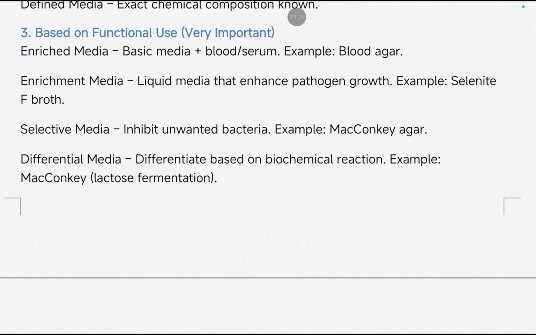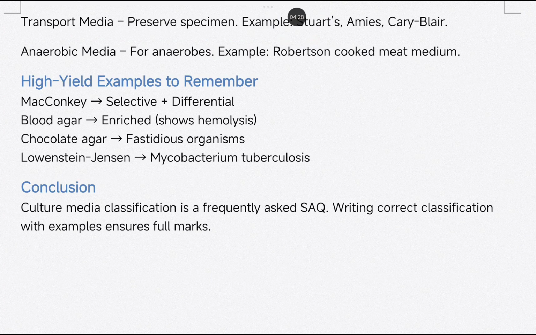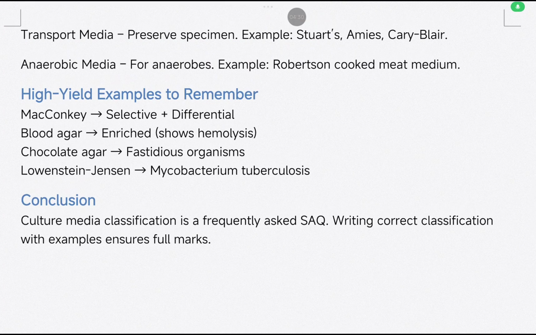Next is transport media. Transport media preserves specimens. For example, Stuart's, Amies, or Cary-Blair. Here, the only goal is to preserve specimens so that they can be transferred without getting degraded. And last is anaerobic media. It is specially designed for anaerobes, those microorganisms which survive without oxygen. For example, Robertson's cooked meat medium.